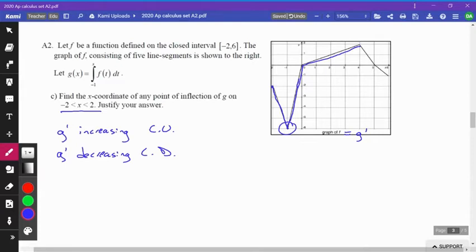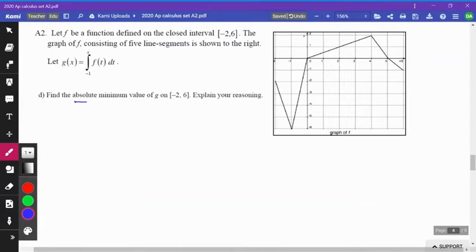And that is where I'm going to stop because I want to go from -2 to 2. There is another point of inflection over here, but it's not in the interval, so I'm not going to worry about it. Here, I want to find the absolute minimum value. So not the x-coordinate, but the actual minimum value from -2 to 6.